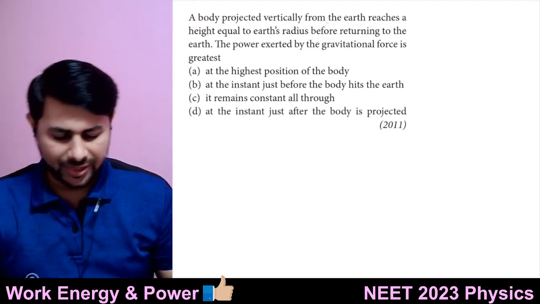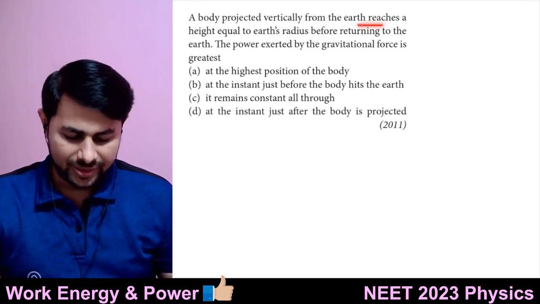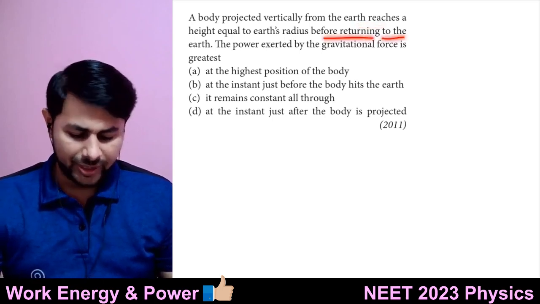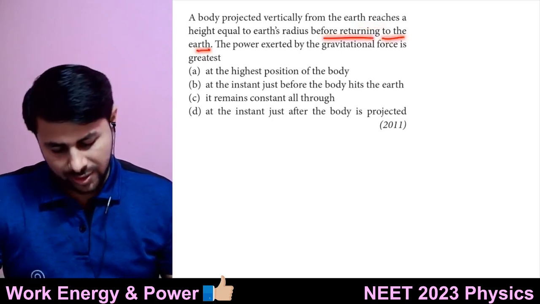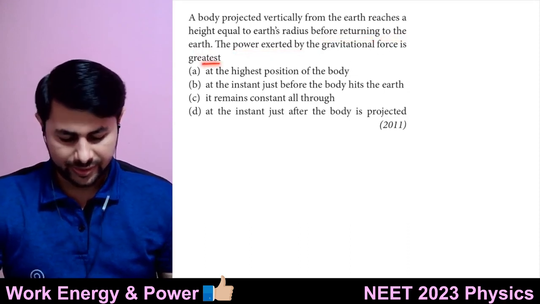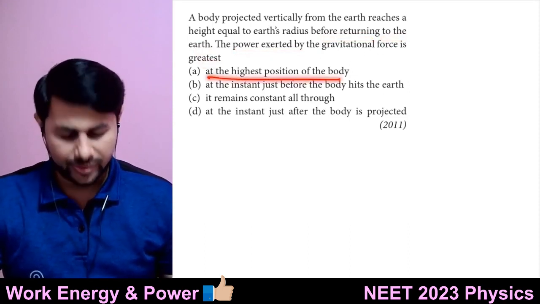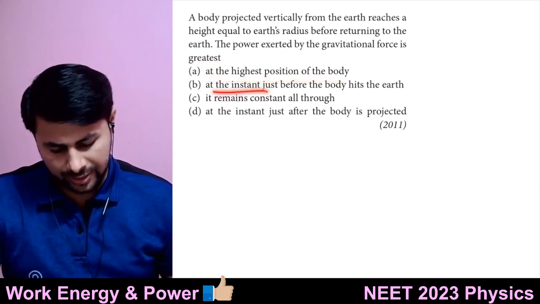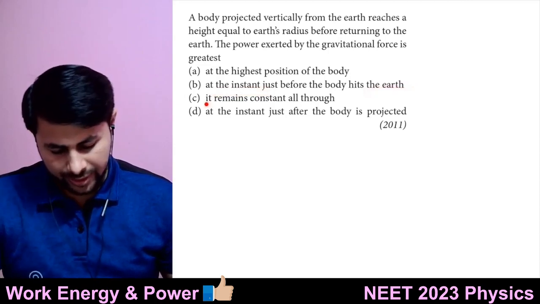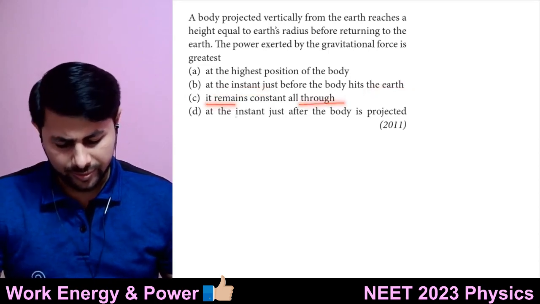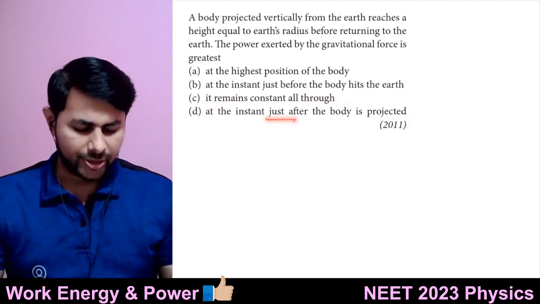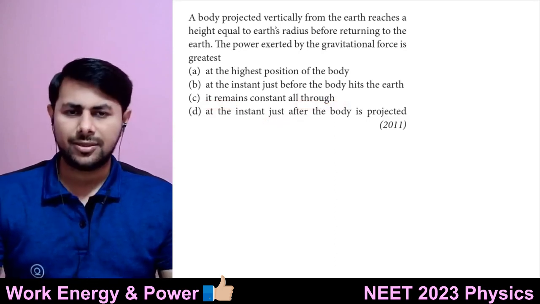A body projected vertically from the earth reaches a height equal to Earth's radius before returning to the earth. The power exerted by the gravitational force is greatest at the highest position of the body, at the instant just before the body hits the earth, it remains constant all through, or at the instant just after the body is projected. Which would be the answer?